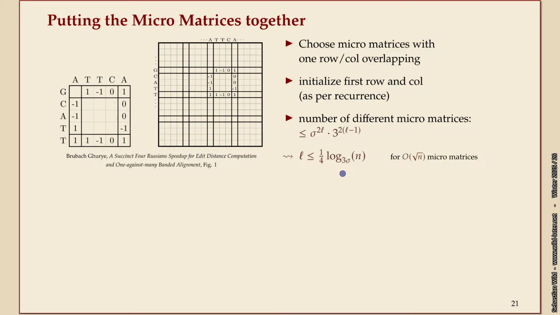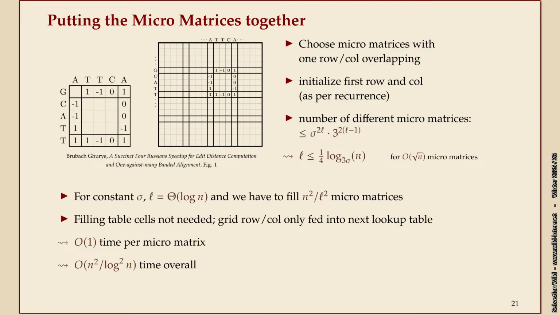So in practical speedup terms, you have to work on this more, and people have tried to reduce the size here a bit more. But in theory, if you look just at the asymptotic speedup and pretend that sigma is a small constant, it helps a bit. In particular, you can choose L to be essentially logarithmic. You have n over L squared micro matrices to fill.